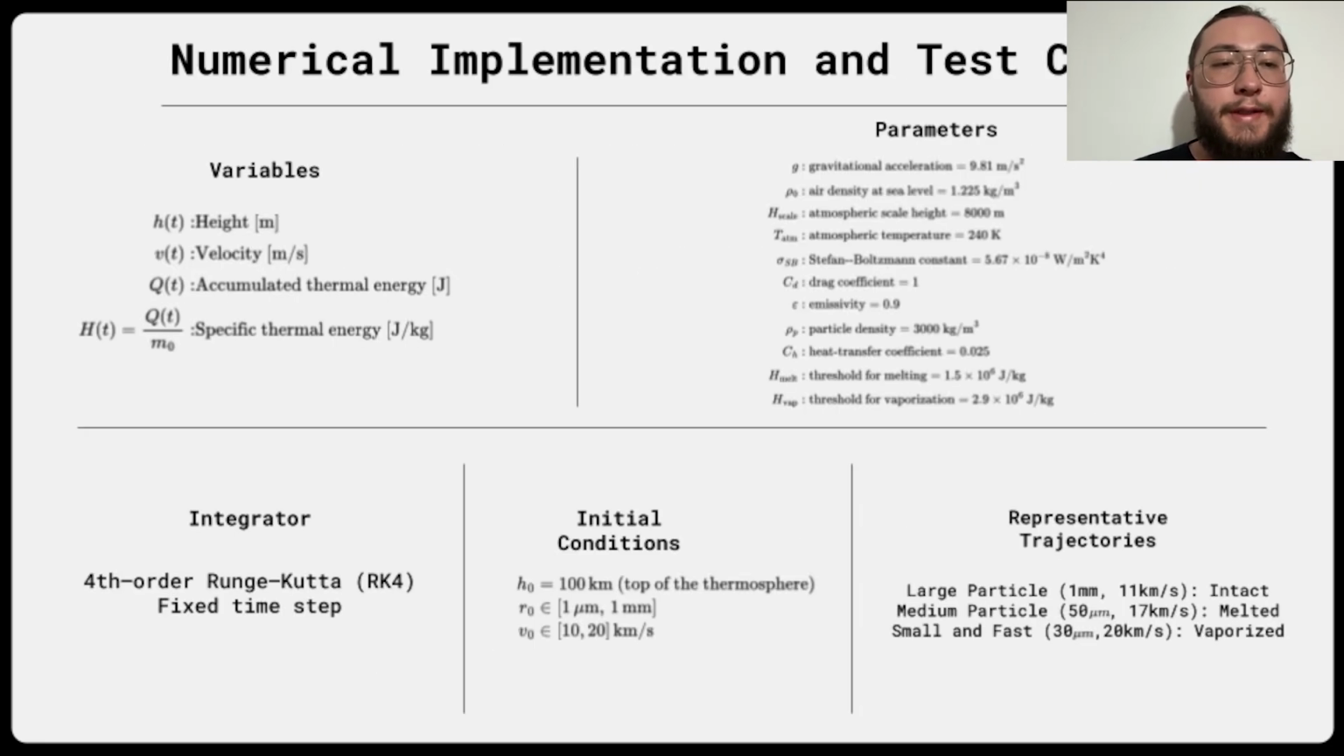Once the equations were established, we implemented them numerically. We used a fourth-order Runge-Kutta integrator with a fixed time step to evolve the system in time. On the left, we list the main variables: height, velocity, and accumulated thermal energy. On the right, the key parameters such as gravity, atmospheric scale height, emissivity, and the thresholds for melting and vaporization. At the bottom, we summarize the test conditions and representative trajectories for three cases: intact, melted, and vaporized particles.